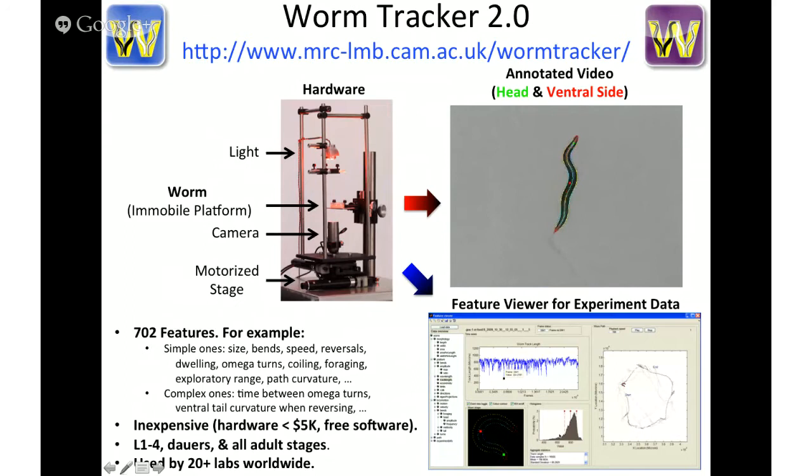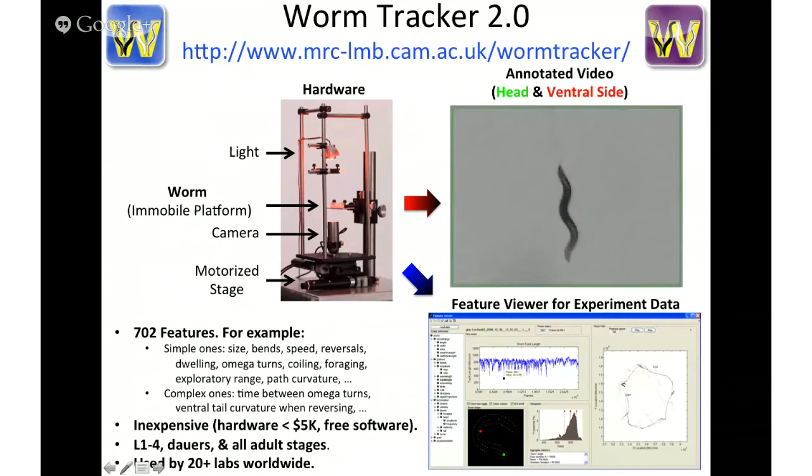So the hardware itself is inexpensive, and I've tried to keep the cost down. We'll talk about that in a second. But essentially, it's under $5,000 to purchase the equipment and build one of these. The software, of course, is free. I've tried to make everything that I could free. You just saw an omega turn take place. We've recorded all stages of life for a worm. And the equipment itself, the technology, or the worm tracker, has been used by over 20 labs worldwide.